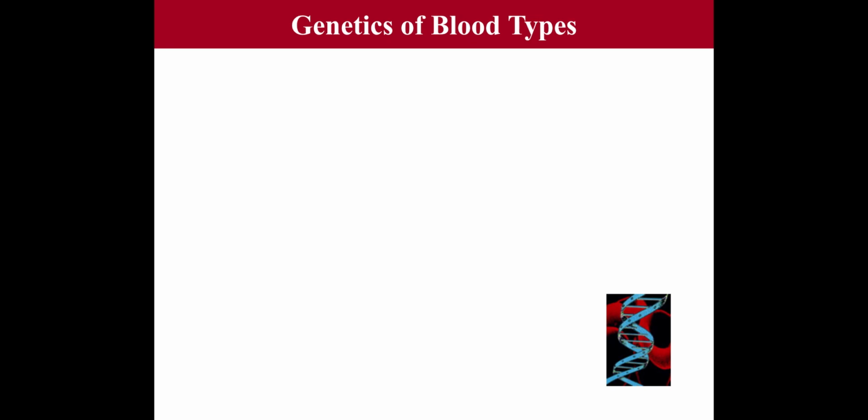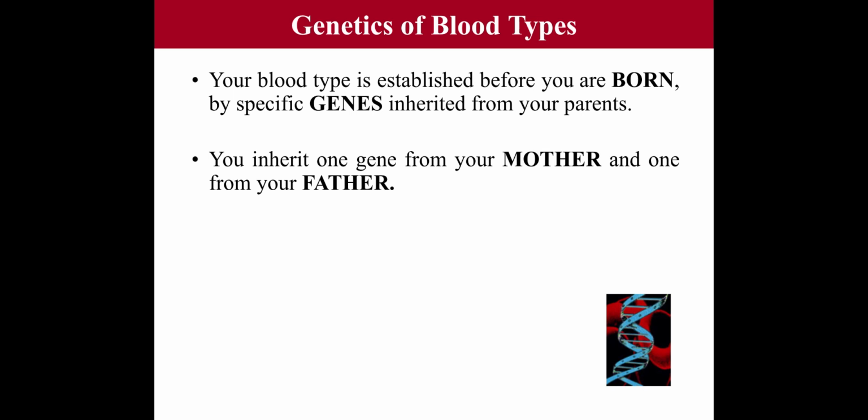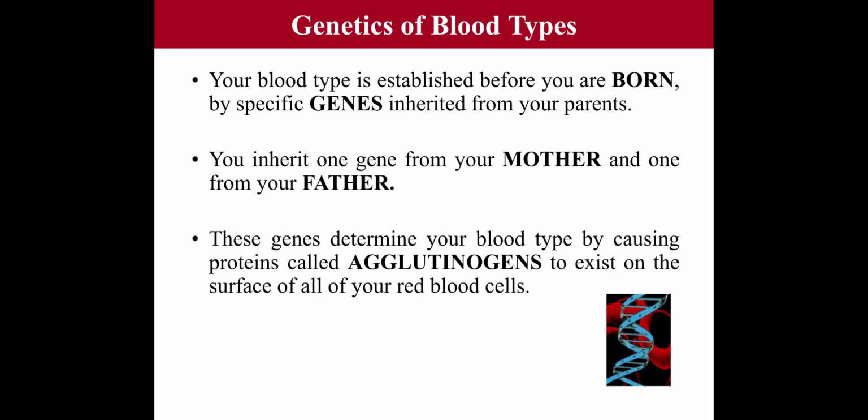So, genetics of blood types. Your blood type is established before you're born by the genes that you inherit from your mother and your father. You inherit one gene from your mother, you'll inherit the other gene from your father, and these will determine your blood type by causing a protein called agglutinogens to exist on the surface of your red blood cells.